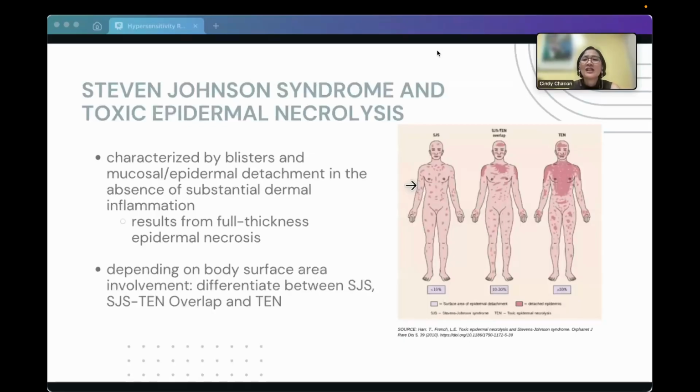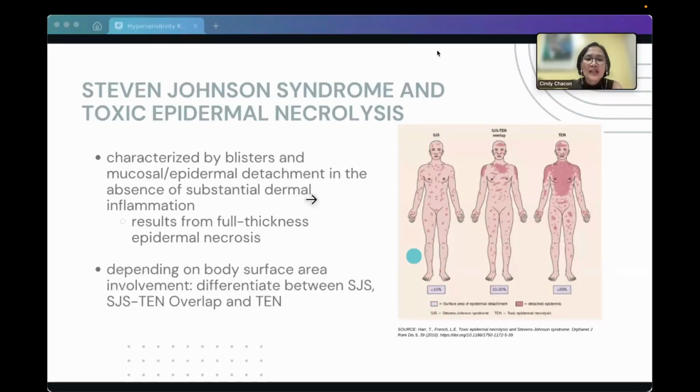Now we have your SJS as well and your TEN. So SJS and TEN are characterized by blisters and mucosal epidermal detachment in the absence of substantial dermal inflammation. It results from full thickness epidermal necrosis. No? The difference between SJS and TEN and SJS-TEN overlap relies on the total body surface area involvement.